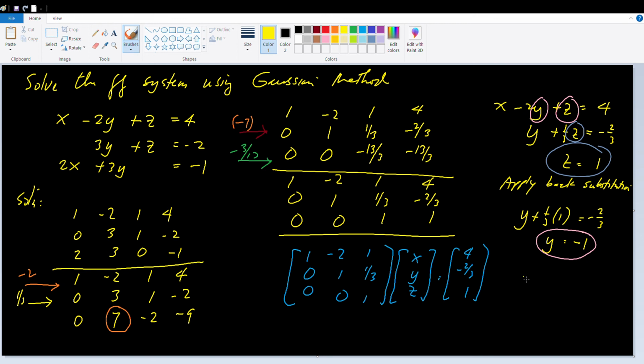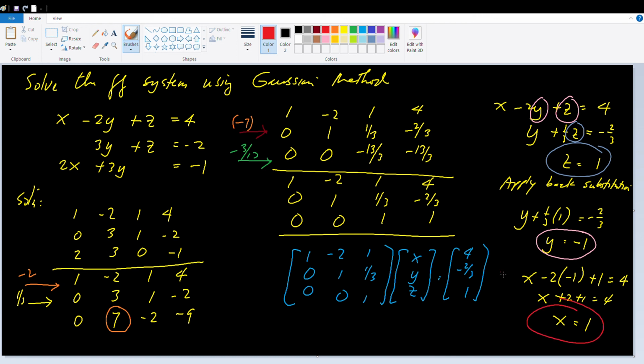So, let us do just that. x minus 2 times, what is the y value? -1 plus z, which is equal to 1, equal to 4. So x plus 2 plus 1 equal to 4. That gives me the value of x equal to 1.